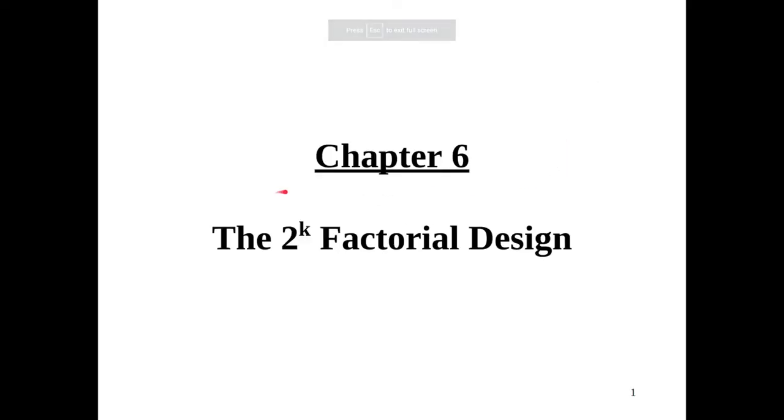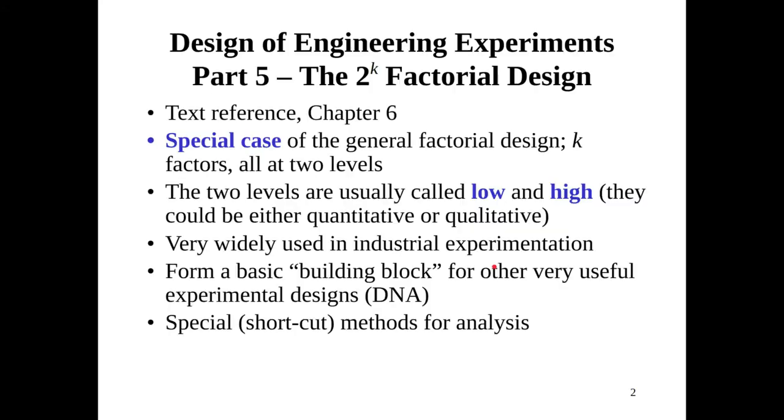In this video, we are going to discuss chapter 6 from your textbook, the 2 raised to k factorial designs. So let's first try to understand the unique features of the 2 raised to k factorial designs. k means number of factors. Any experiment in which there are k factors and each factor is at 2 levels, those experiments are called 2 raised to k factorial designs.